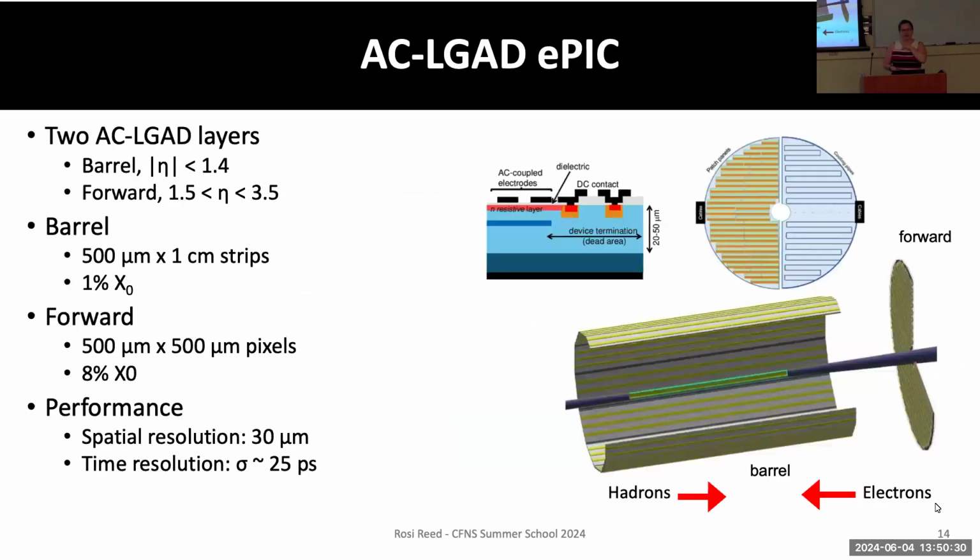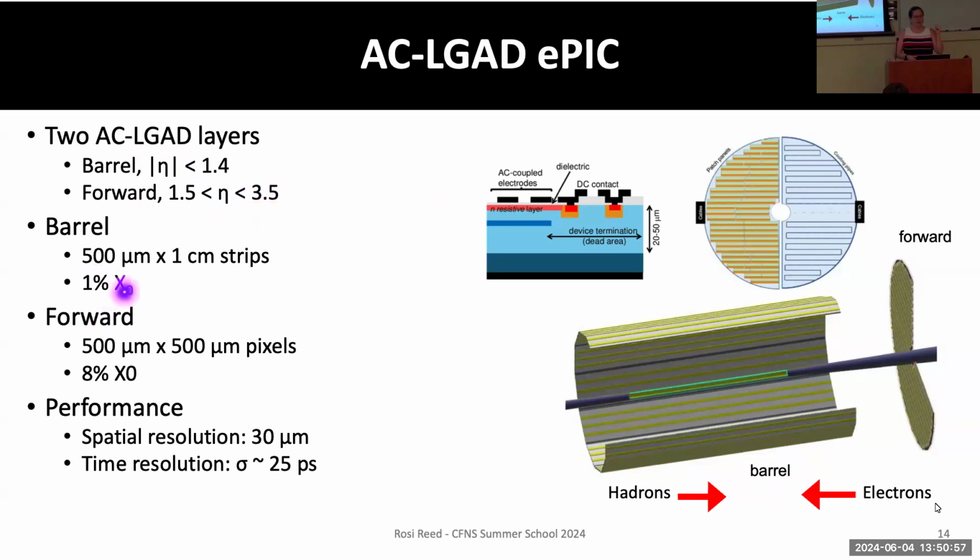So we actually have two AC-LGAD layers. One is in the barrel, the central part here that you can see, and the other is in the forward region. These are done in 5 micrometer by 1 centimeter strips. So you know the timing in the strip. One advantage to EIC collisions, of course, is that they're not like heavy ion collisions where you have thousands of particles coming out. You have handfuls, so you can get away with strips a bit more.